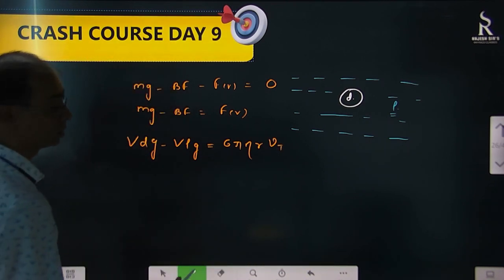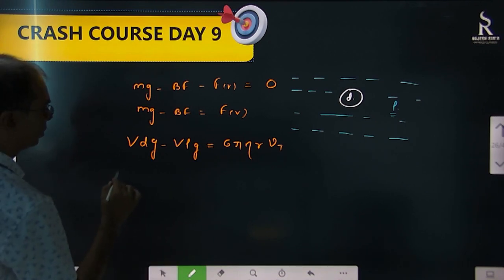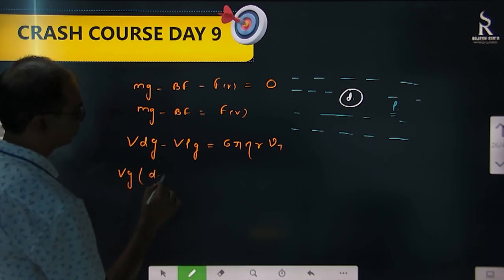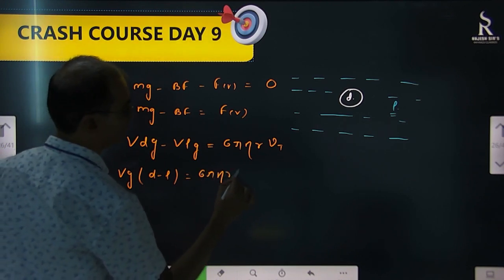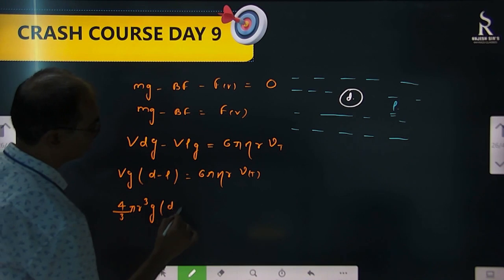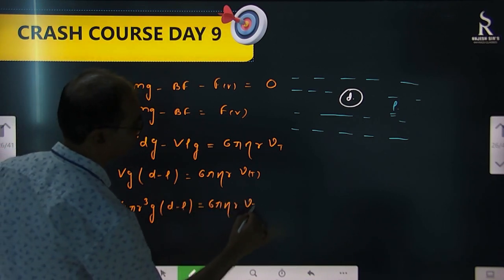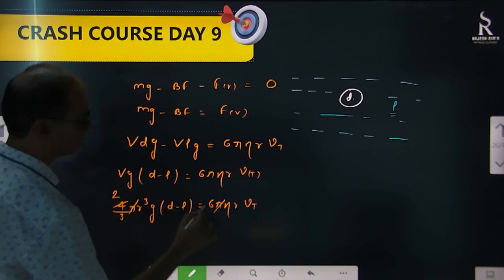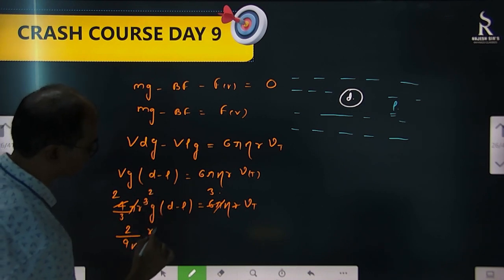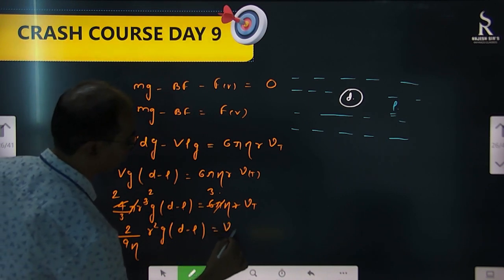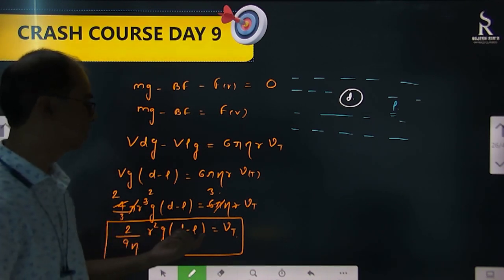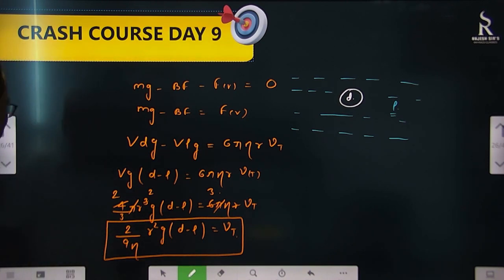Now volume, it's a sphere basically. So volume will be 4 by 3 pi r cube. So take it outside: volume into g. Inside is d minus rho, equal to 6 pi eta r Vt. So this formula we have to remember. That's why we are doing it. So this is 4 by 3 pi r cube g d minus rho equals 6 pi eta r Vt. Pi gets cancelled. This is 2, this is 3. So 2 by 9 eta, r square g d minus rho equals Vt. This is the formula. So terminal velocity formula: 2 by 9 eta r square g d minus rho. Okay, let's solve one question based on this.